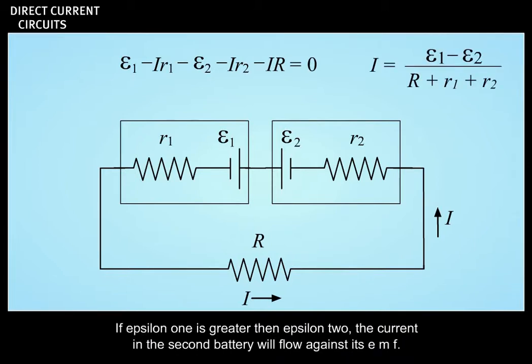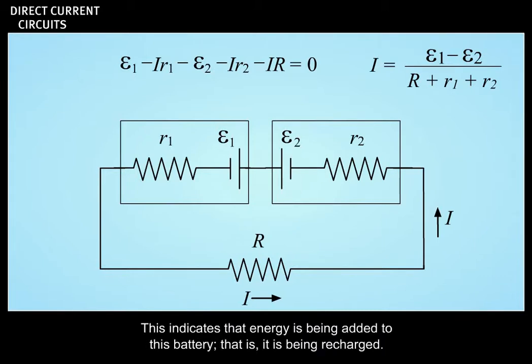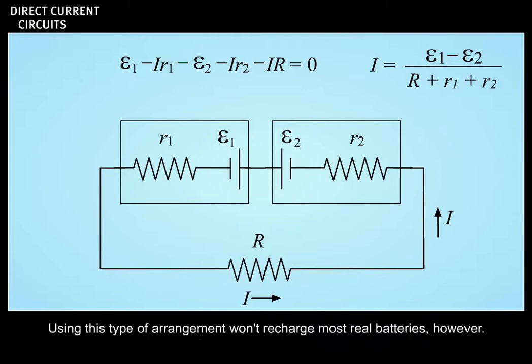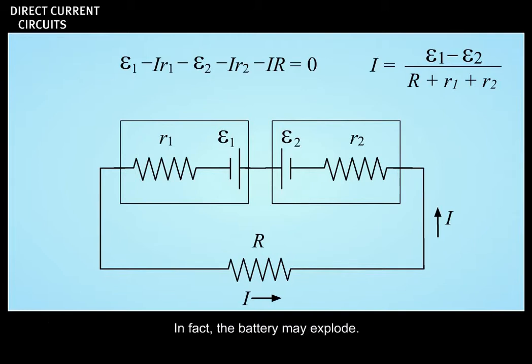If epsilon 1 is greater than epsilon 2, the current in the second battery will flow against its EMF. This indicates that energy is being added to this battery. That is, it is being recharged. Using this type of arrangement won't recharge most real batteries, however. In fact, the battery may explode.